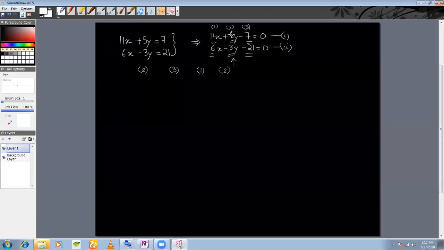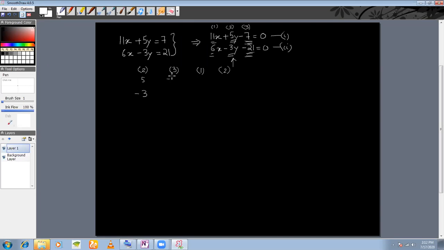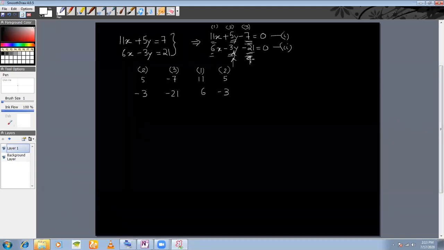So in the 2 column, what do I have? I have 5 and minus 3. In the 3 column, I have minus 7 and minus 21. In the 1 column, I have 11 and 6. In the 2 column, I have 5 and minus 3. So how have I arranged? You can remember 2, 3, 1, 2 in this way. Or you can remember it as coefficient of y first, then this, and then finally back to this.